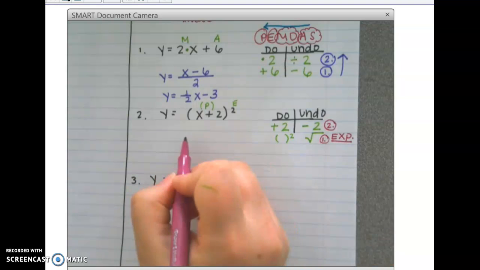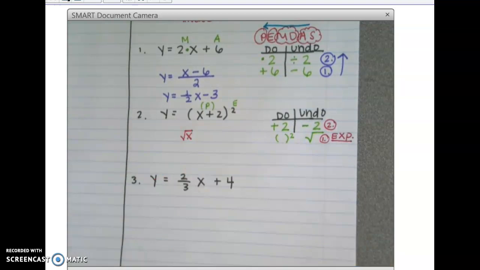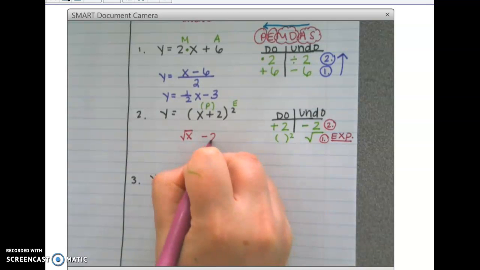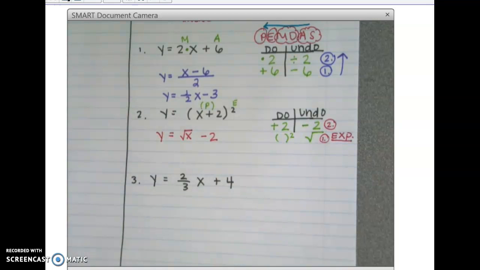So I'm going to start with x. I am going to take the square root of x because that's on the bottom of my list, and then I am going to subtract 2. All right, and that is my inverse. I can't simplify that at all.